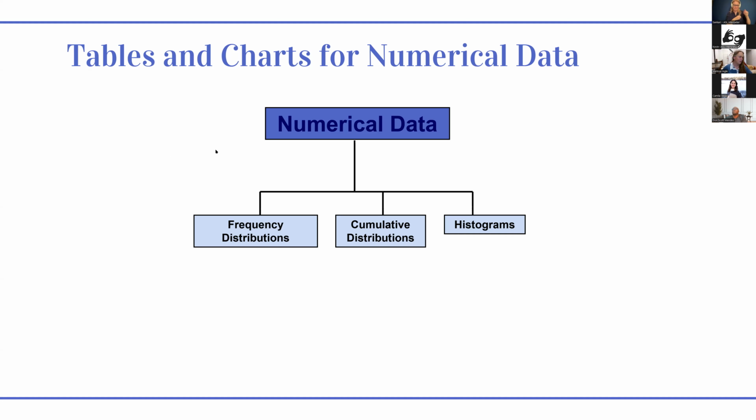But going back to numerical data, there are tables and charts that are appropriate for numerical data. We've looked at histograms already. We're briefly going to look at frequency and cumulative distributions. You've seen these as pivot tables. They're kind of specialized forms of pivot tables. So let's see if we can do this.